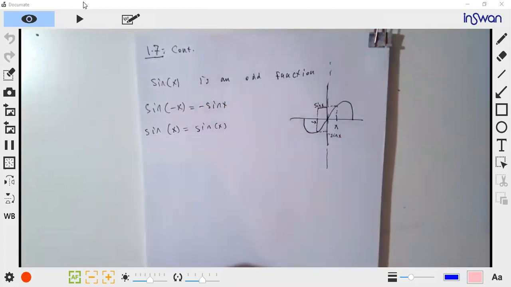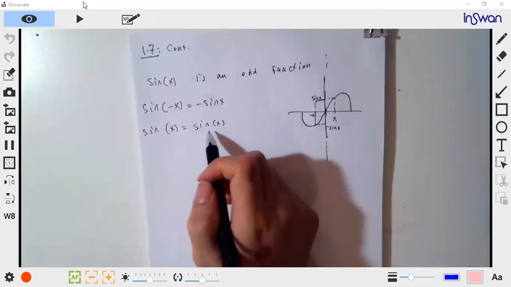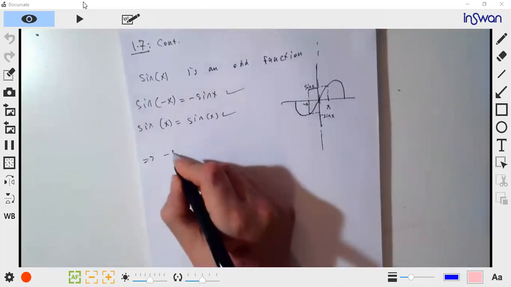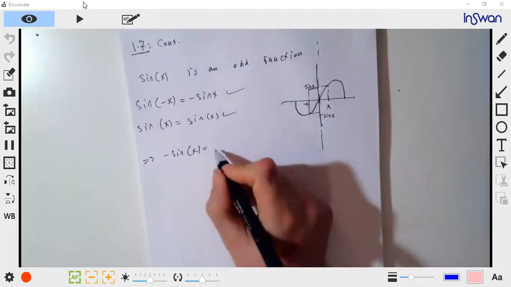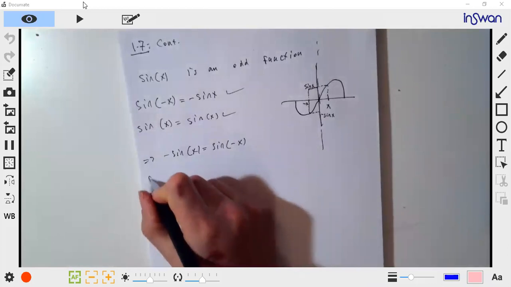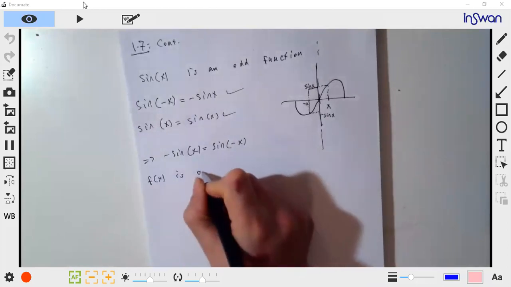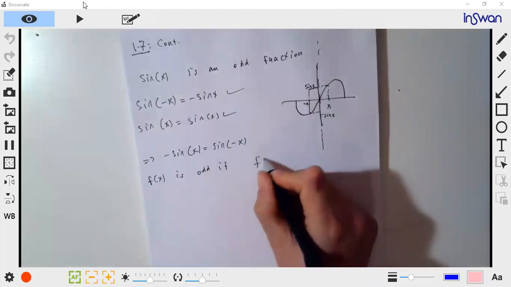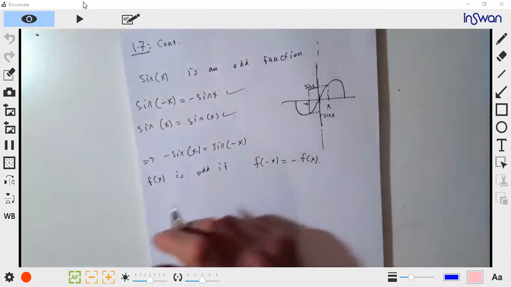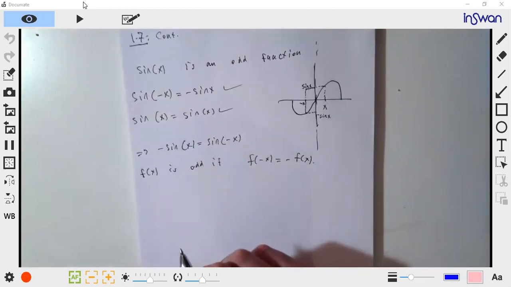Using these two equations, negative sine of x is the same thing as sine of negative x, meaning that the negative inside the parentheses pops out. That's what it means to be an odd function. A function f of x is odd if f of negative x is equal to negative f of x. And you guys remember that from college algebra.